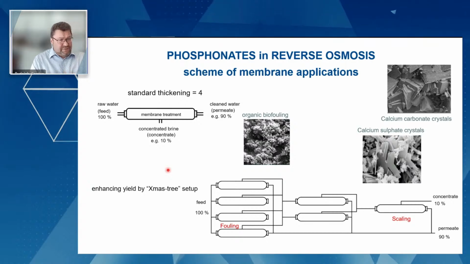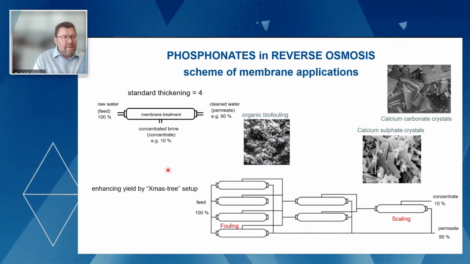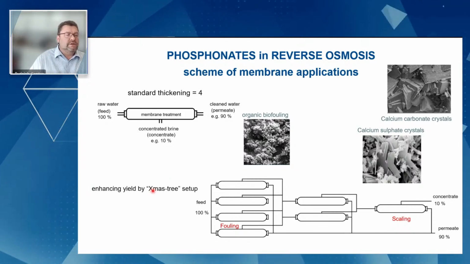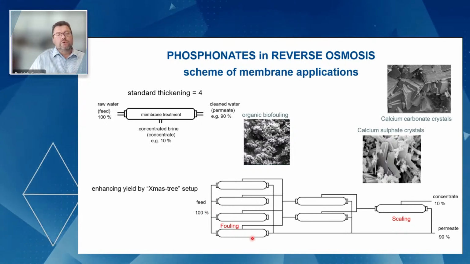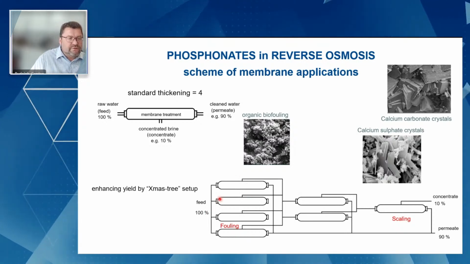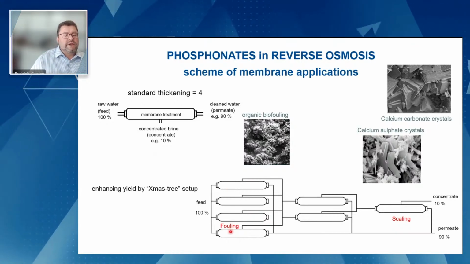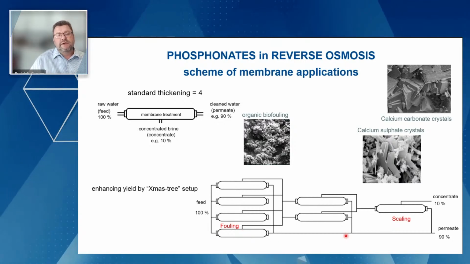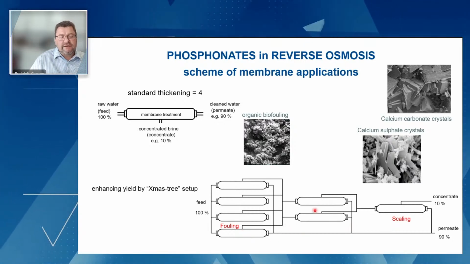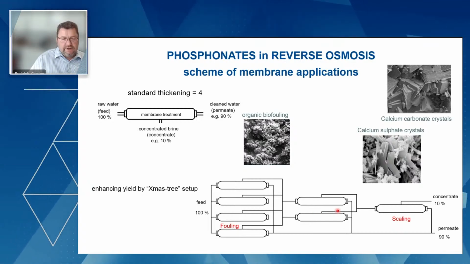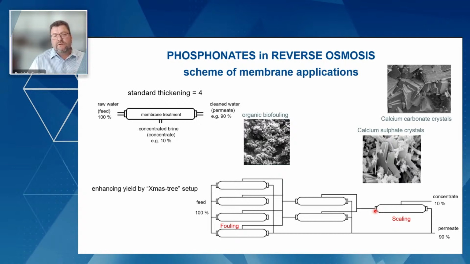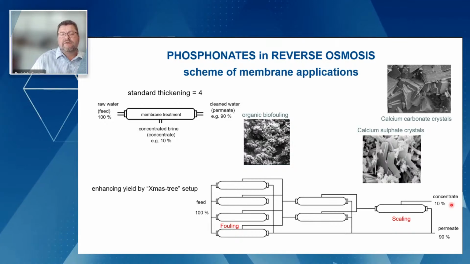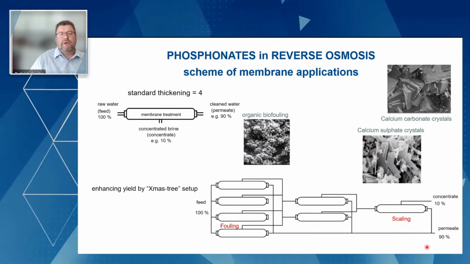Of course, this is not possible to do in one step. Mainly, it's a multi-step process. So, for example, the so-called Xmas tree is used, where we have different steps. In the first step, we have the first thickening ratio, and then the concentrate is used as feed for the second step, and then finally this concentrate is used for the third step, and at the end we have only 10% of the concentrate left and produce 90% of the permeate.